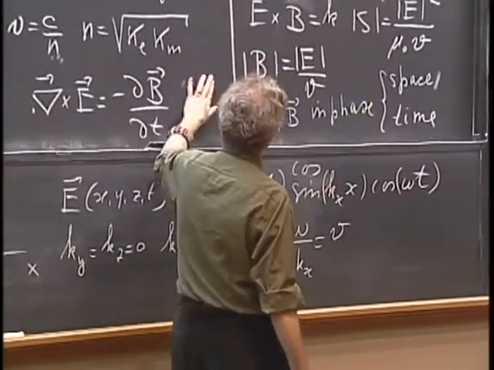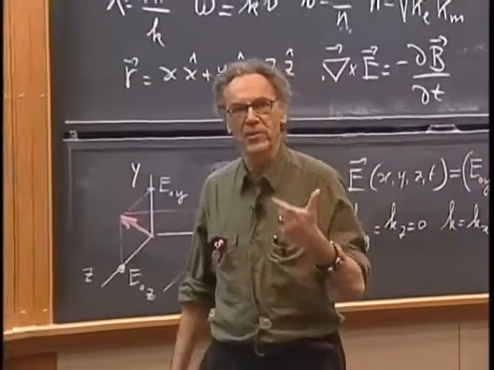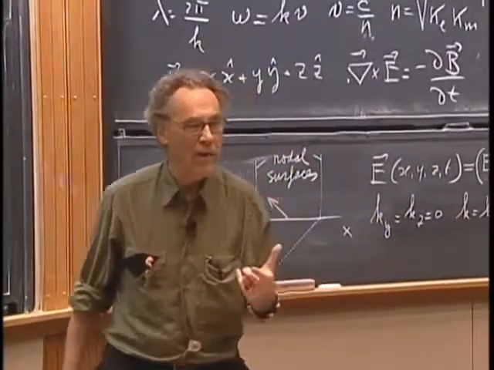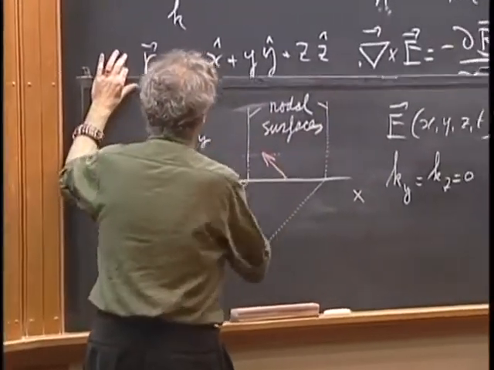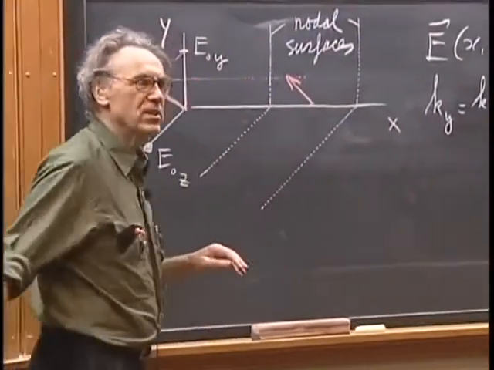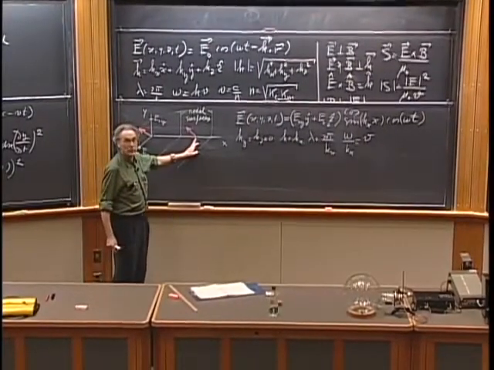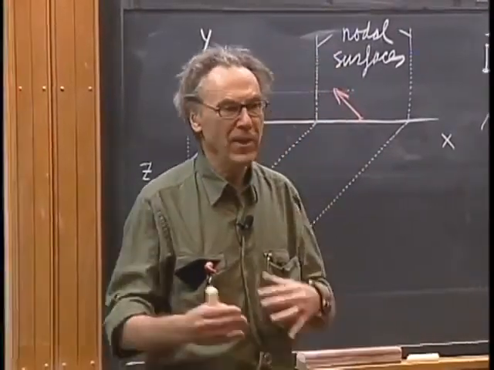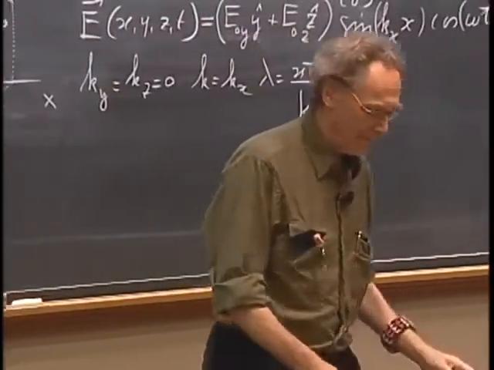But now comes the big surprise. E and B are 90 degrees out of phase in space and time. So if you have here the nodal planes for E, those are the antinodal planes for B. And where you have the antinodal planes for E, you would have the nodal planes for B. So they're 90 degrees out of phase in space and out of phase in time.